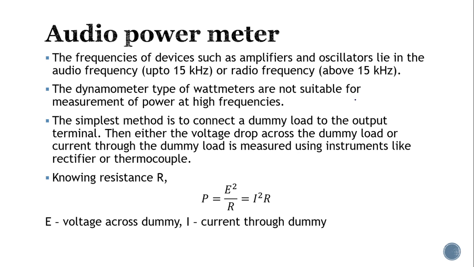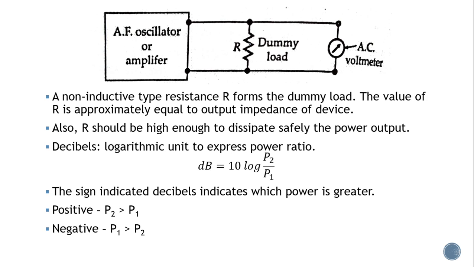And the most common method used is you connect a dummy load across the particular device whose power you want to measure. It is going to be a resistance whose value you know, and you can measure either the voltage or the current through the resistance. If you are measuring the voltage across the resistance, V square by R will give you the power. If you are measuring the current through the resistance, I square into R will give you the power.